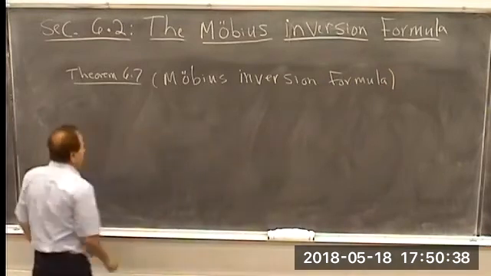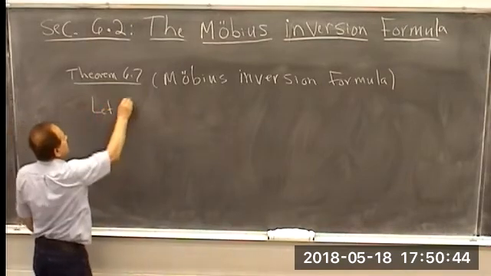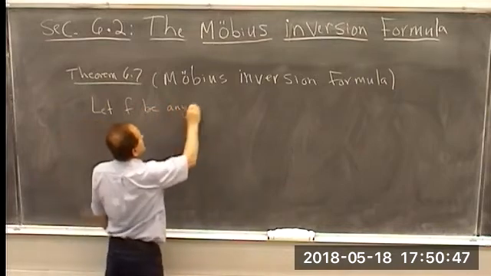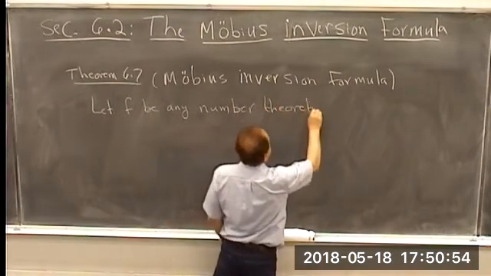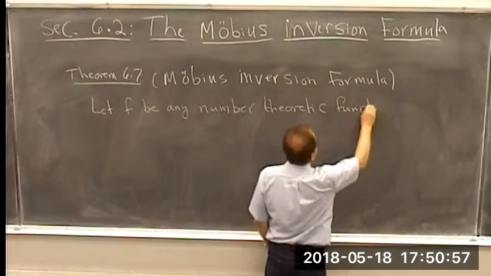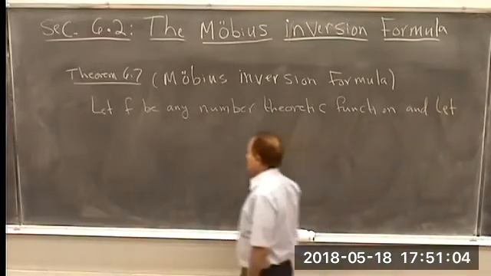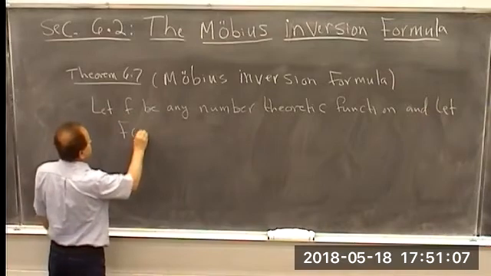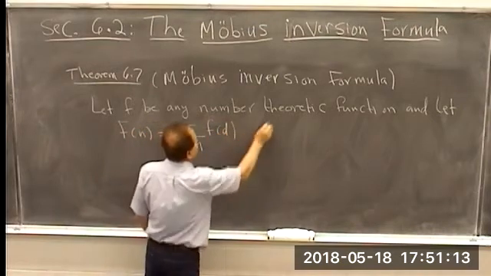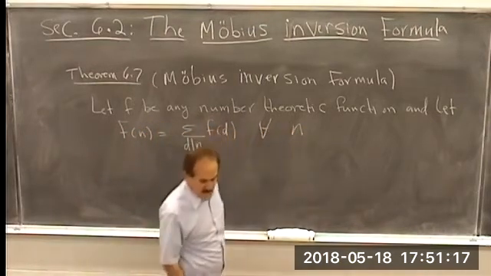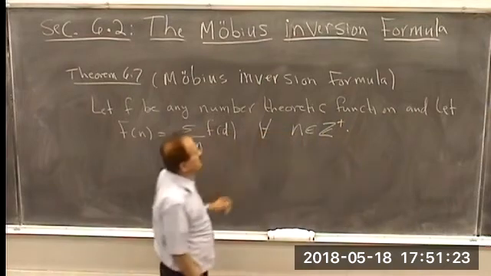All right, you see in here when I say let f be any number theoretic function, it doesn't have to be even multiplicative. Let capital F of n equal the summation over d dividing n of f of d for every n. Actually, we want n to be in Z plus, because mu is defined only for this.